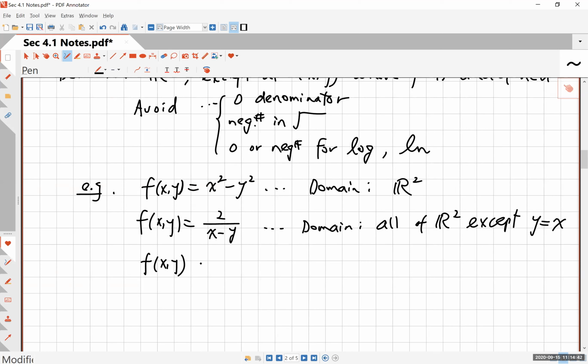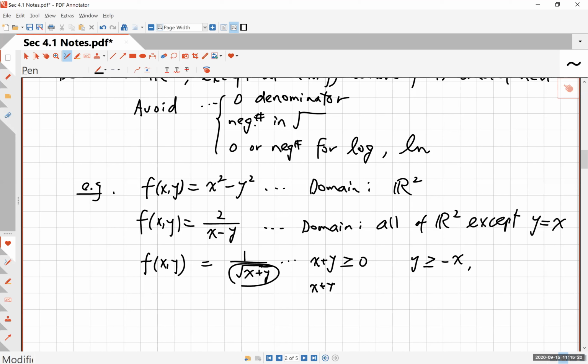Okay, what happens if you have something like 1 over the square root of x plus y, right? So here, you want x plus y to be at least 0, and possibly greater than 0 is okay because it's under the square root. And so this means y is greater than or equal to negative x, right? Okay, so that's it. But, well, it's not it. Because this is in the denominator by itself, you can't have this as 0. And so that means you don't want this to be equal to 0 either. So you have to avoid that, y is not equal to negative x.